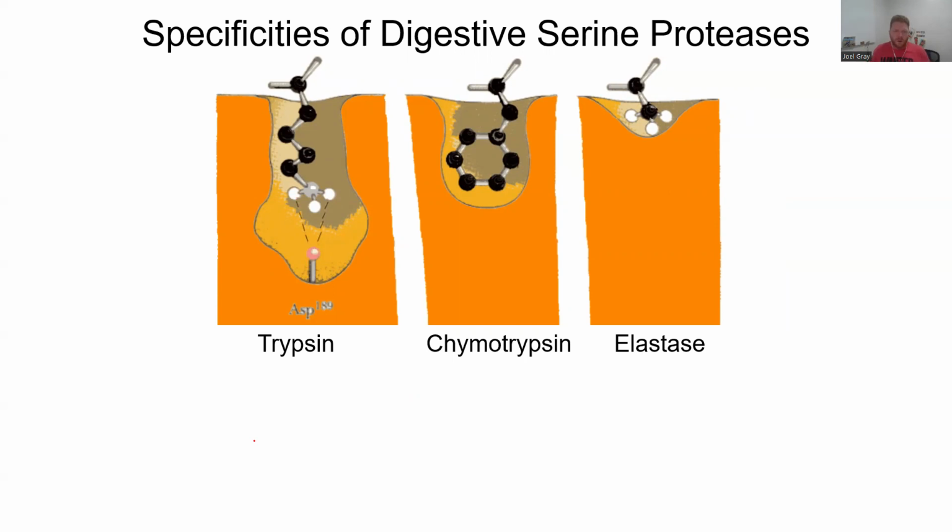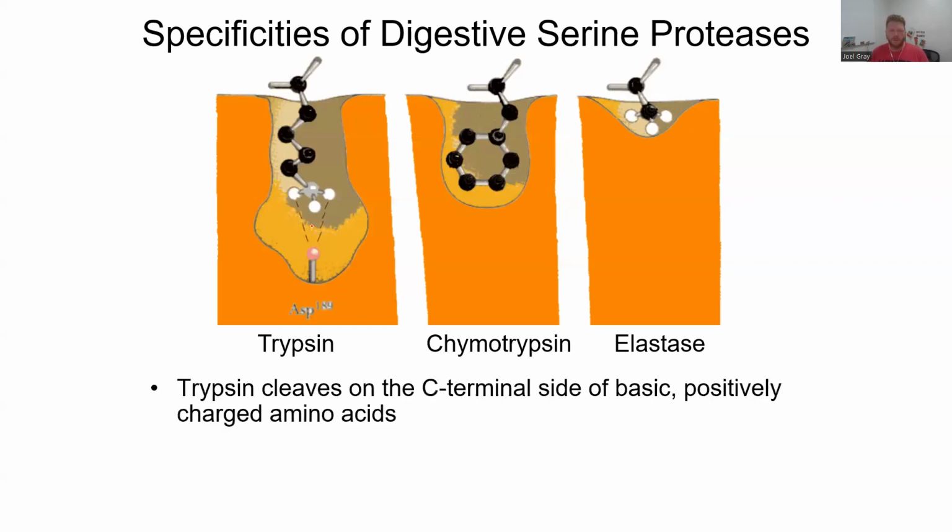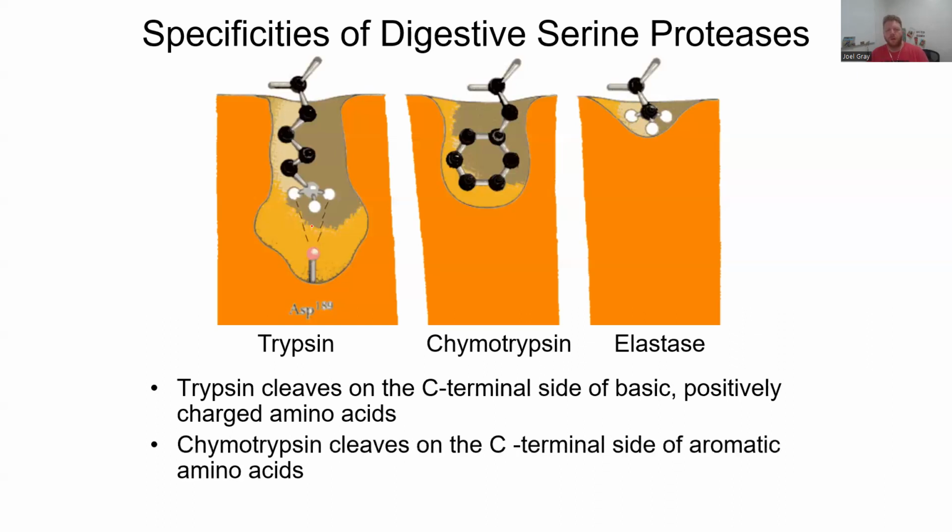So the way that it works is it has what is known as a specificity pocket. In that specificity pocket, there are certain amino acids that will attract substrate amino acids. So trypsin cleaves on the C-terminal side of basic or positively charged amino acids. So arginine or lysine are the most likely targets, but sometimes histidine could be there based on the environmental pH.